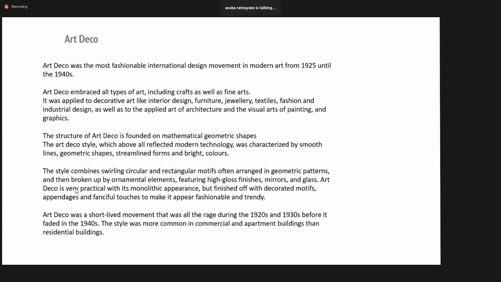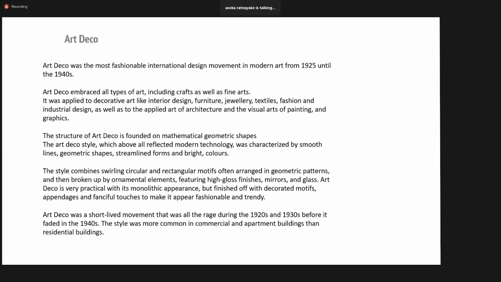And initially, well, I will read out. The style combines swirling circular and rectangular motifs, often arranged in geometric patterns and broken up by ornamental elements featuring high gloss finishes, mirrors, and glass. Art Deco is very practical with its monolithic appearance, but finished off with decorated motifs, appendages, and fanciful touches to make it appear fashionable and trendy.